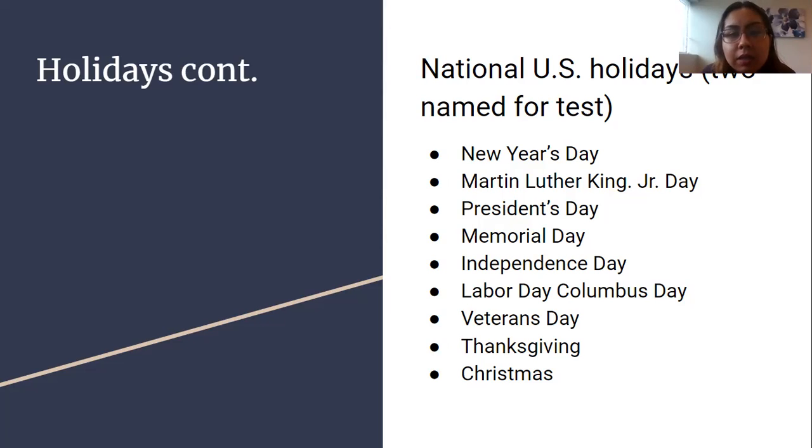So pretty easy enough. I think most would probably know 1 or 2 of the holidays. So take some time to pause everything and see, do you remember 2 holidays from this list? So take some time, pause the recording, maybe write it down as you go along.